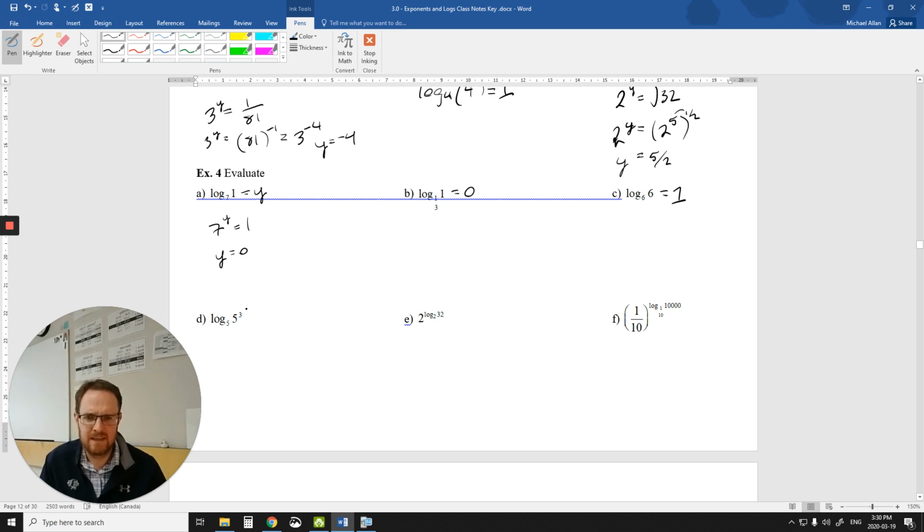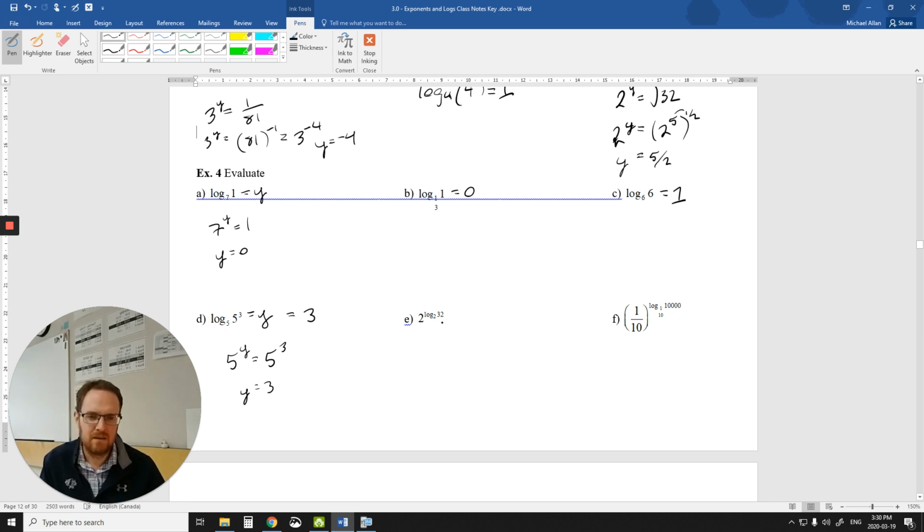Now this one here, if I make this equal to y, remember this is one of our rules. If I remember the rule, it should just equal 3. Let's double check. I'm going to change this to exponential form, so it's 5 to the power of y. What do I have to raise 5 to get 5 to the power of 3? Drop my base. y is equal to 3.